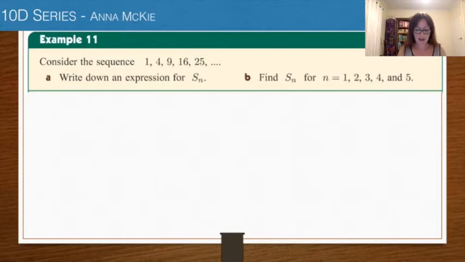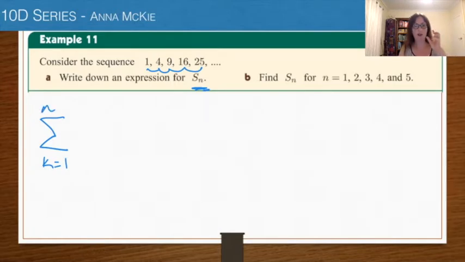Another example here, considering this sequence. We need to write down an expression for S of n. So what is S of n? That is the sum, S for sum, of the first n numbers in this sequence. So we have to try and recognize the pattern of what's happening here. We have our summation notation, and k, we are starting at the first term, and we're going up how far? We want to go up to the n term, so that sits at the top.